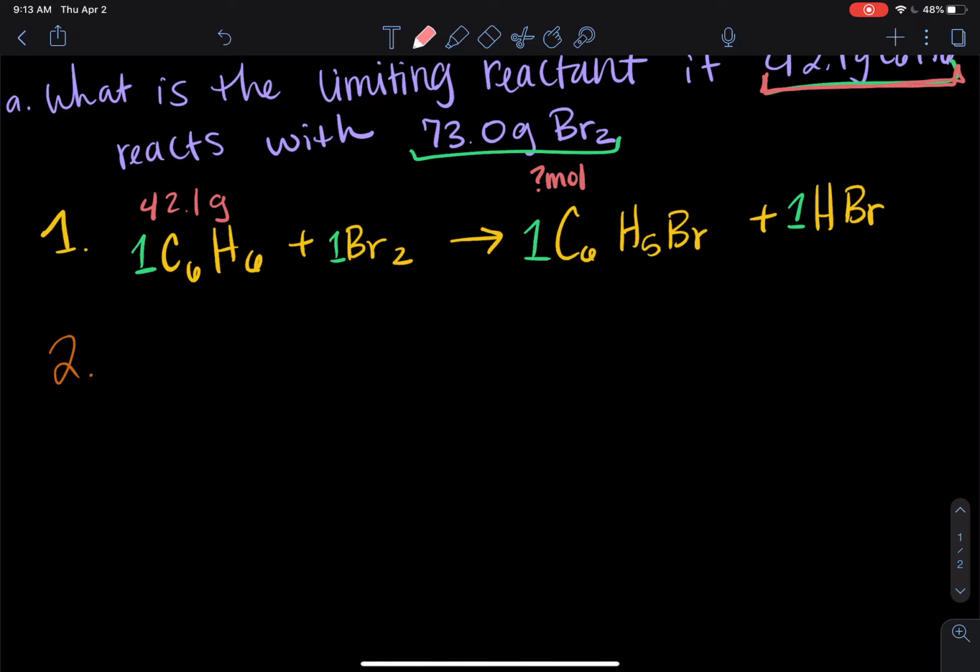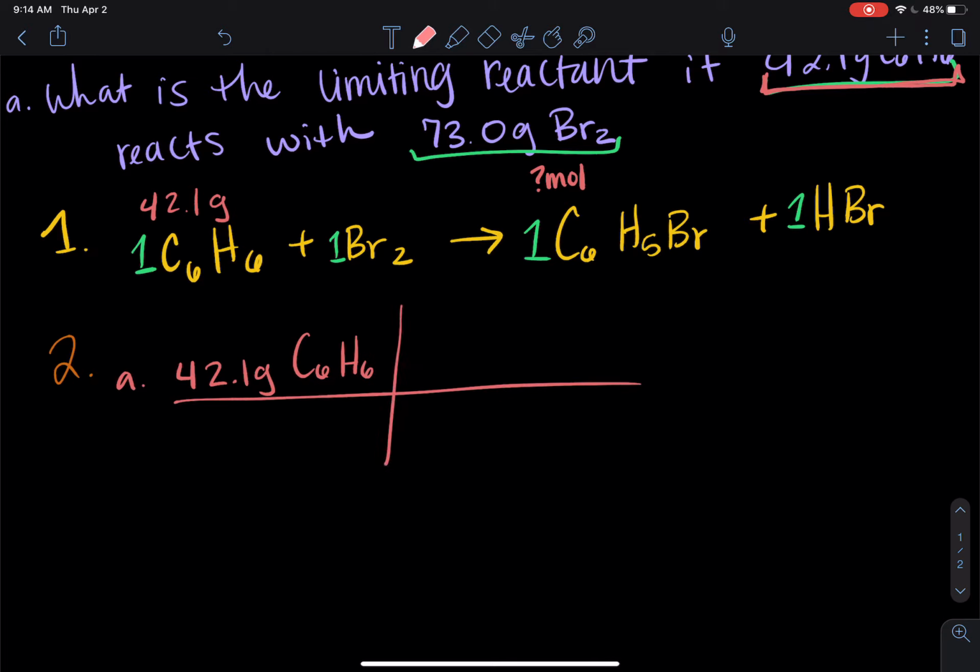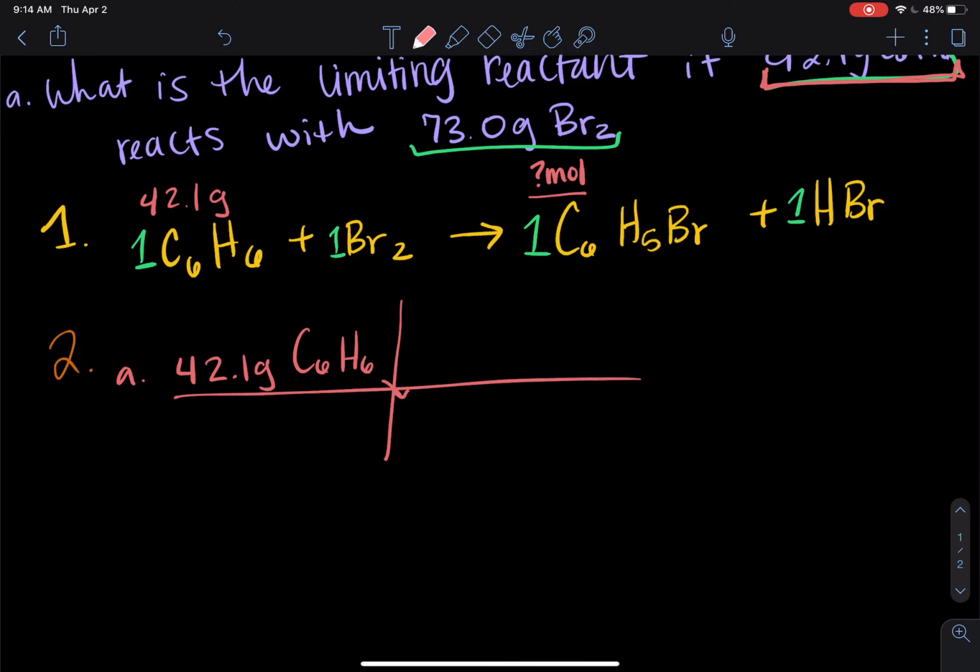Okay, so that's going to be 2A, as I'm just going to use that given and solve for that goal. So I have 42.1 grams of C6H6. Well, my question is, how many moles of C6H5Br? So the first step is to get out of grams and go to moles of C6H6.